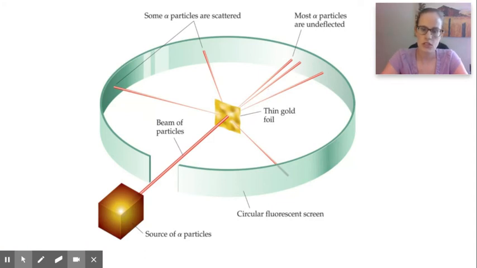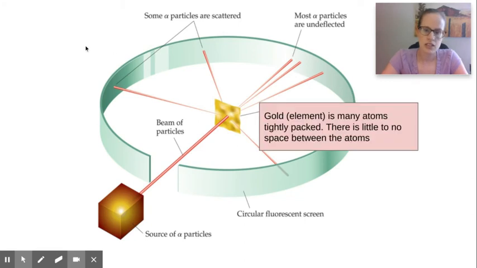This picture shows the setup of his experiment. He had at the center of this a sheet of gold foil. Remember, gold is an element, so it's just one type of atom all packed together. There's no space between those atoms. And remember, he has Thomson's model of the atom in mind. So he's thinking that these atoms are evenly distributed, positive and negative substances. There's no concentration of mass. All the particles are spread out.